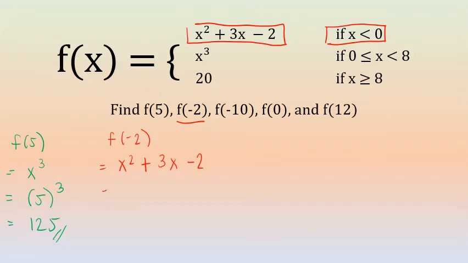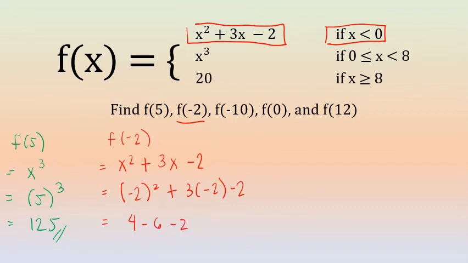Then we can now evaluate. Substitute negative 2 to all our x values. So negative 2 squared plus 3 times negative 2 minus 2. So what is negative 2 squared? This is positive 4 plus 3 times negative 2. So positive 3 times negative 2, positive times negative is negative. So this should be negative 6. Okay? Then minus 2.